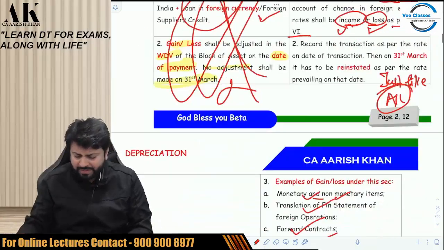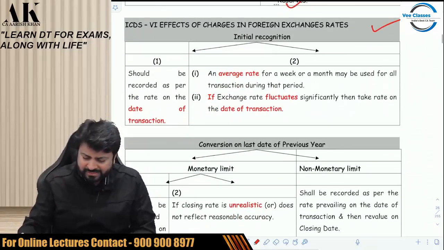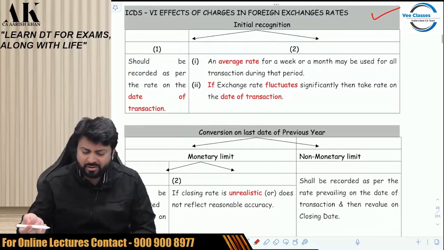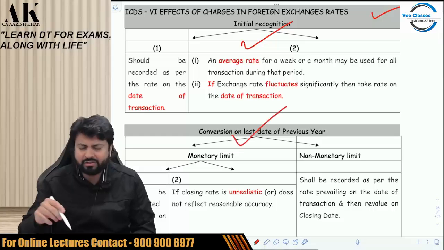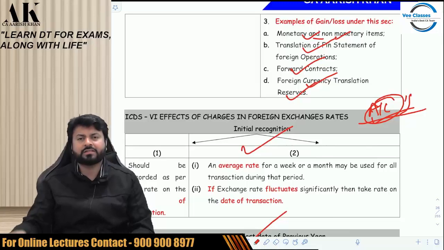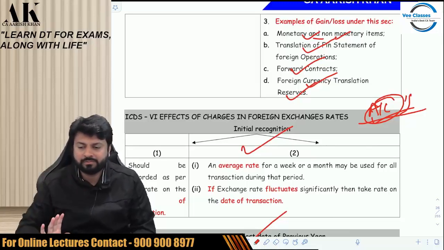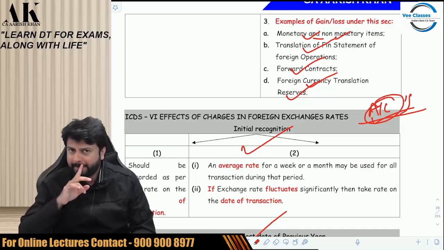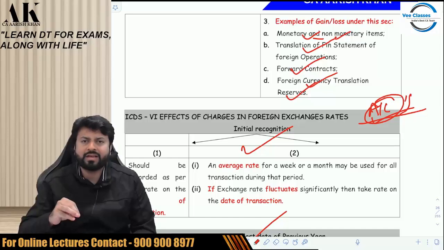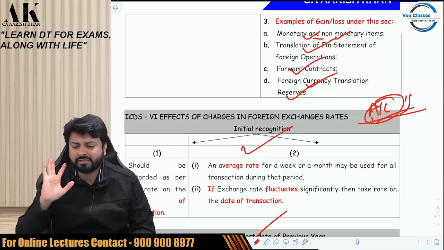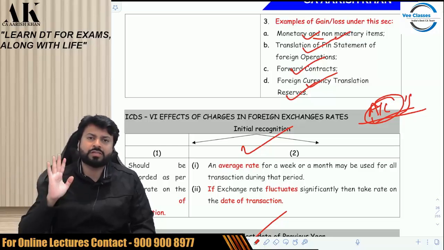Okay. So there is one ICDS also over here, which says similar things, that you have to record on the date of transaction, as initial recognition, then on the last date you have to convert, etc. It is exactly like accounts, so I'm not speaking much about it. It is similar to your accounting standards. First you recognize at the rate of that date, then on 31st March you have to re-recognize, you have to restate the value of that particular item, increase, decrease, gain or loss, whatever it is. On 31st March, you are supposed to change the data.